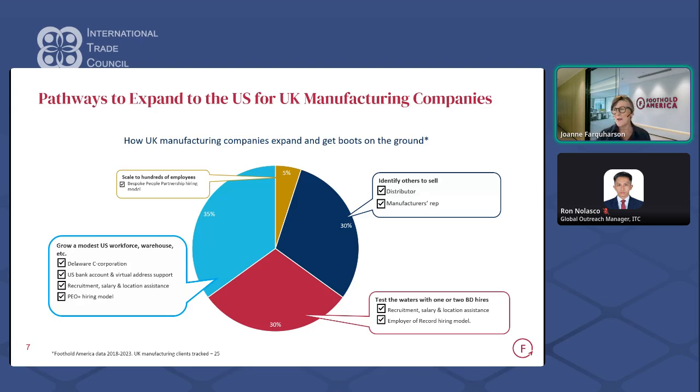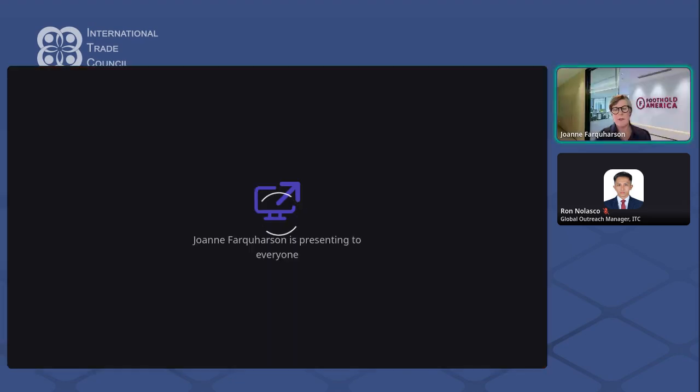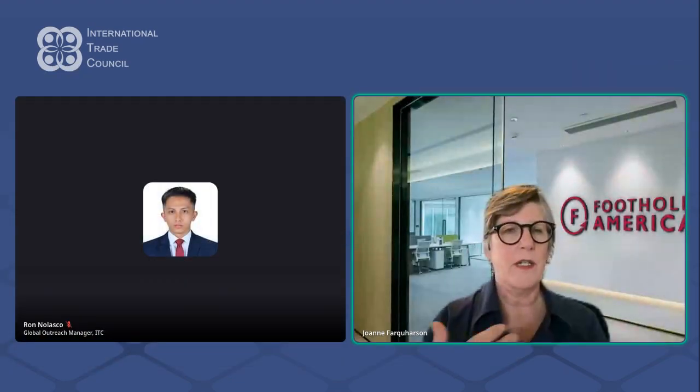So that's just general pathways that companies use. And the next thing I want to talk about is hiring models. So this is where Foothold America comes in, and you have some choices to make about how you would like to be involved. So sometimes there's e-commerce, and you can have.